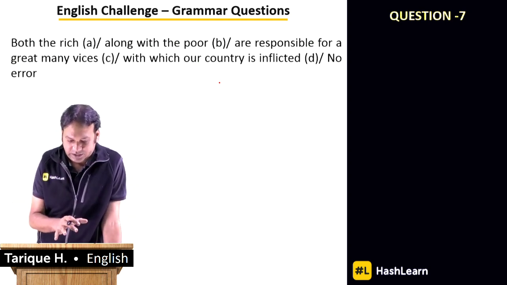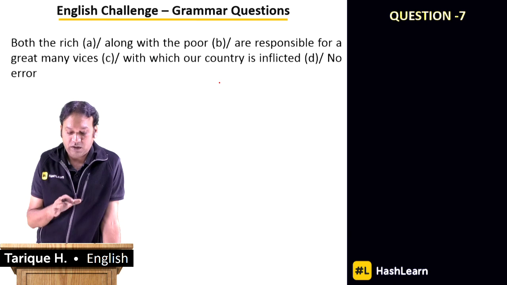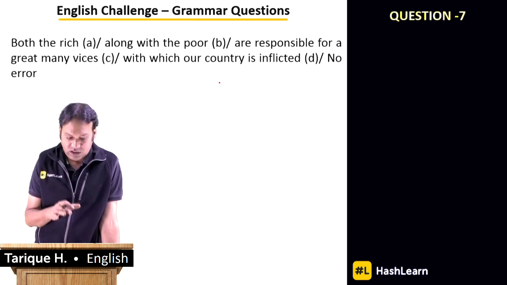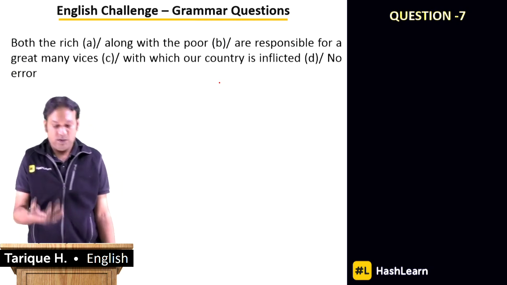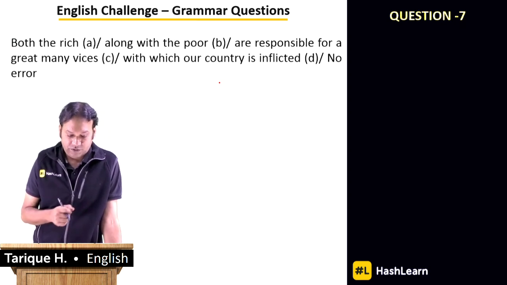Which part of the sentence is grammatically wrong? Right now we are on question number 7. Both the rich along with the poor are responsible for a great many vices with which our country is inflicted. Inflicted means suffering, and vices means problems. A great many problems with which our country is inflicted.